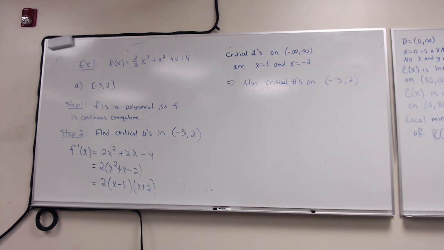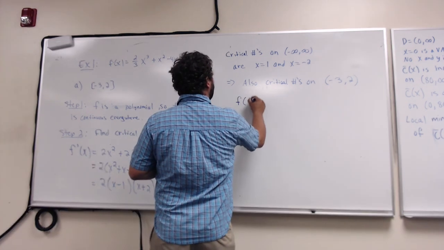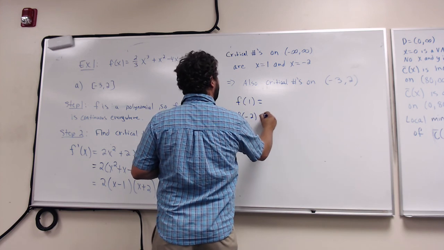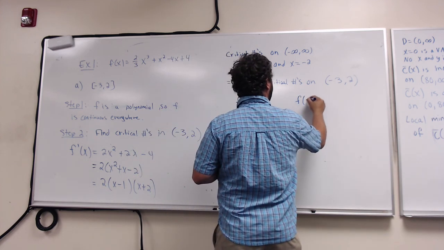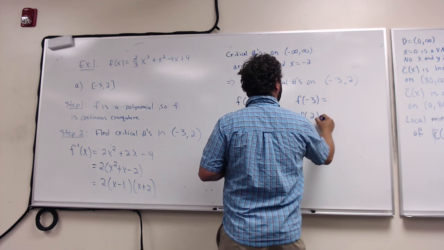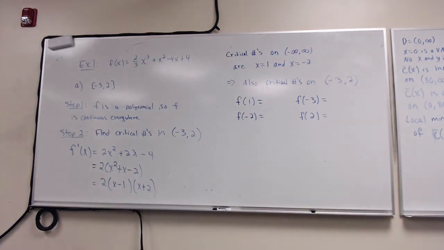Okay, so our function was continuous, it's a polynomial. We took the derivative and set it equal to 0 and got our critical numbers. What does step 3 say we're supposed to do? Plug in your critical numbers. Okay, so now we'll plug those two critical numbers and the endpoints -3 and 2 into the function. So we have to do f of 1, f of -2, and then we also have to do f of -3 and f of +2. I'm going to be lazy and use my calculator. And you plug these into the original function.